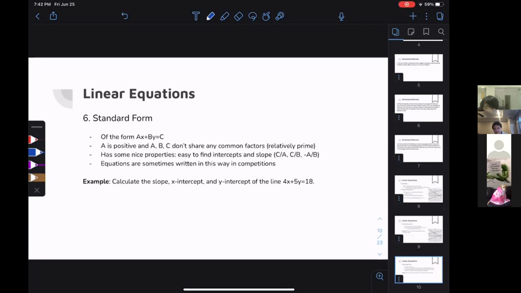And so as a quick example, just send me in private chat the slope, x-intercept and y-intercept of the line 4x plus 5y is equal to 18. And yeah, this should take just a minute.